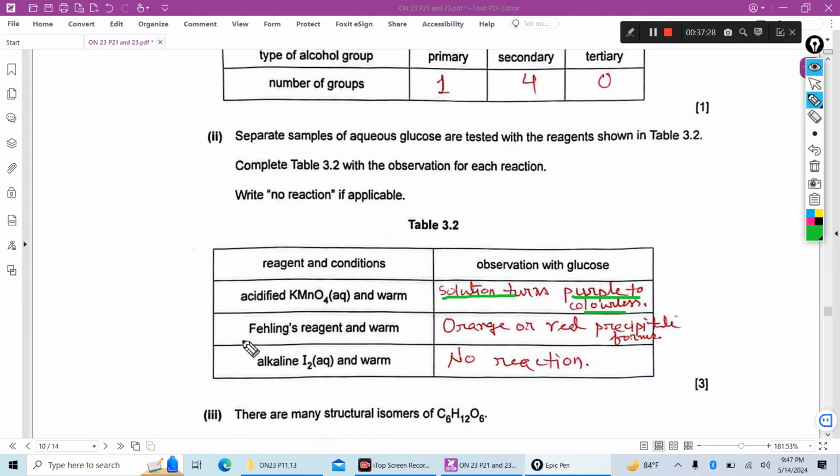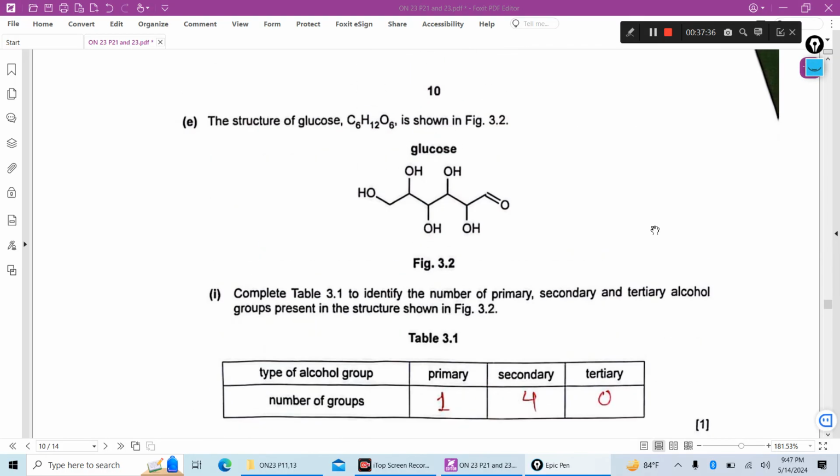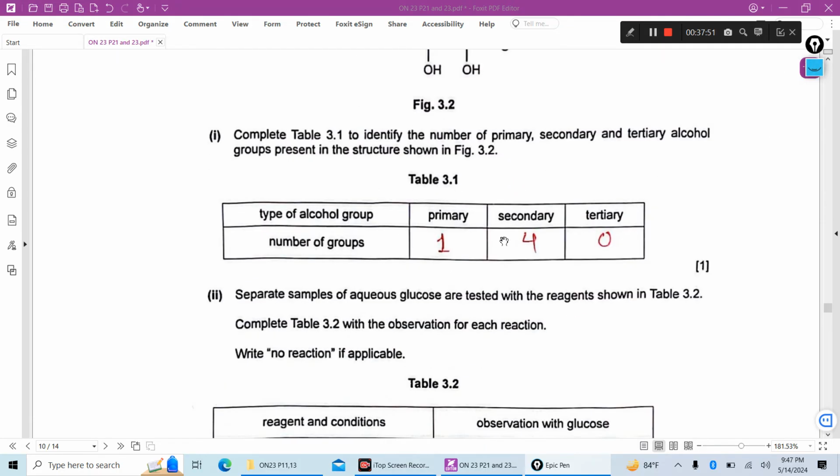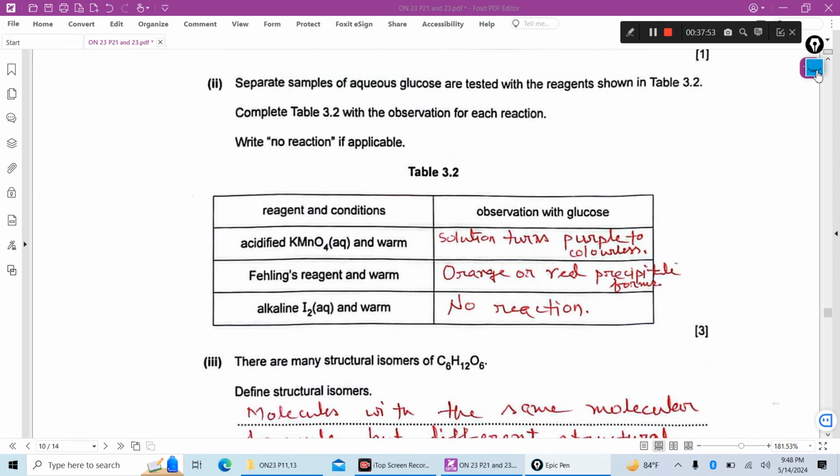And Fehling's solution, reagents and warm, orange or red precipitate is formed because glucose contains an aldehyde group. So Fehling's solution reacts with aldehyde to give orange or red precipitate, so glucose reacts with this. Observation will be orange or red precipitate is formed.